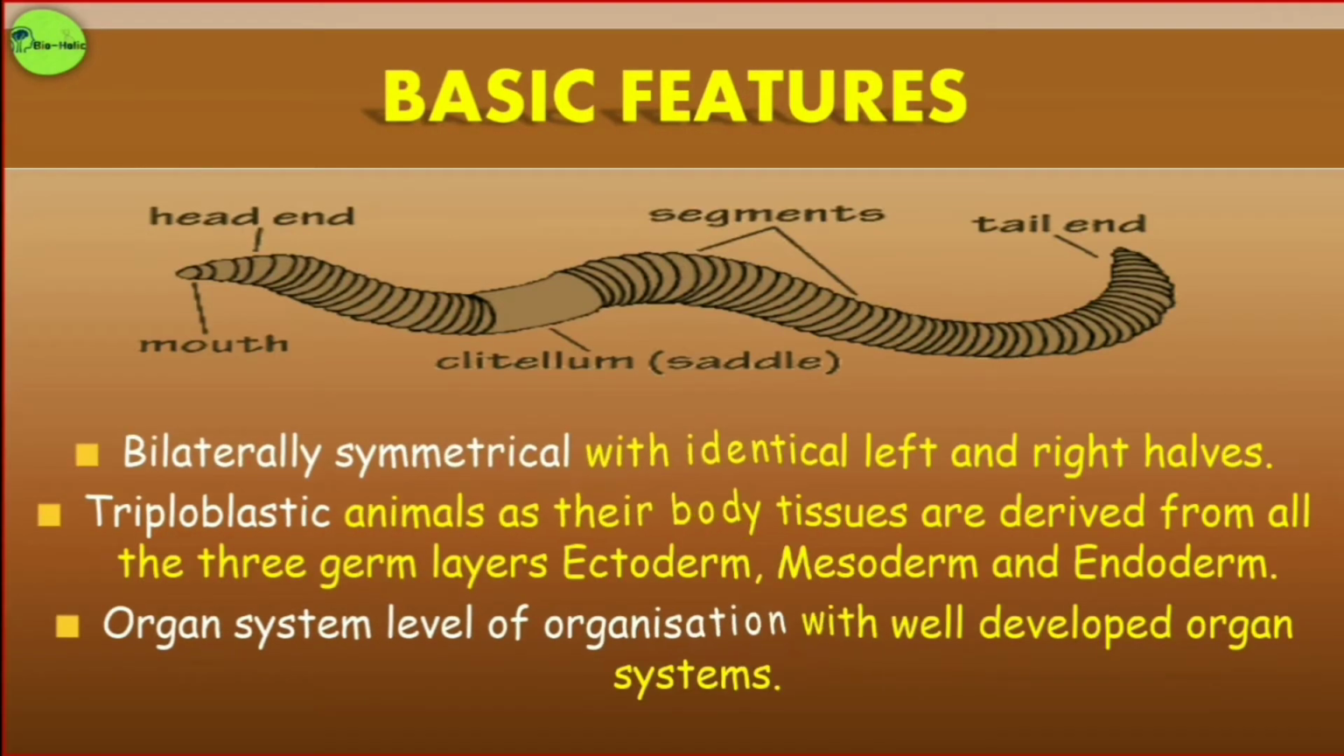Now the basic features of annelids. So they are bilaterally symmetrical with identical left and right halves. And they are triploblastic animals as their body tissues are derived from all three germ layers, like the ectoderm, mesoderm, and endoderm. And they also have the organ system level of organization.